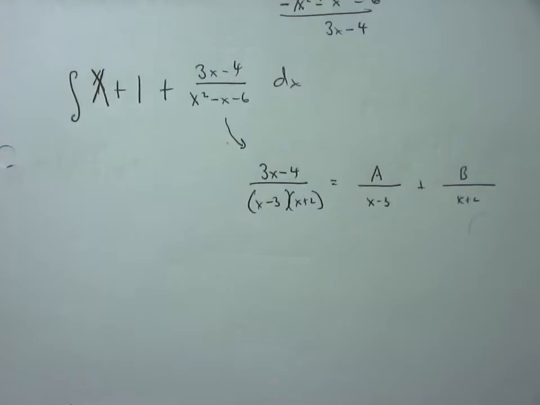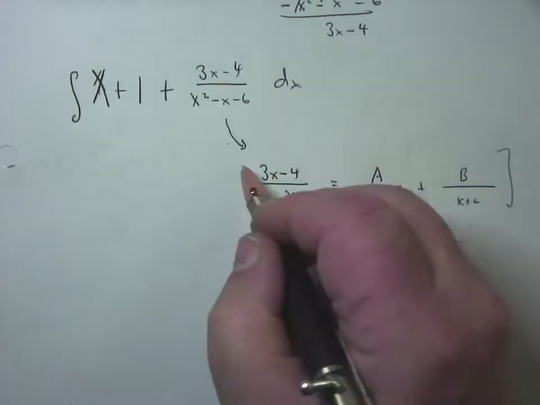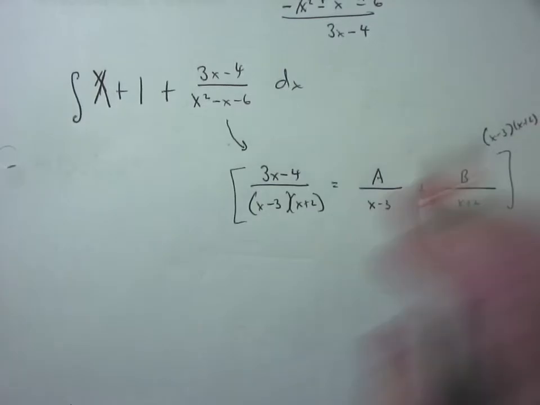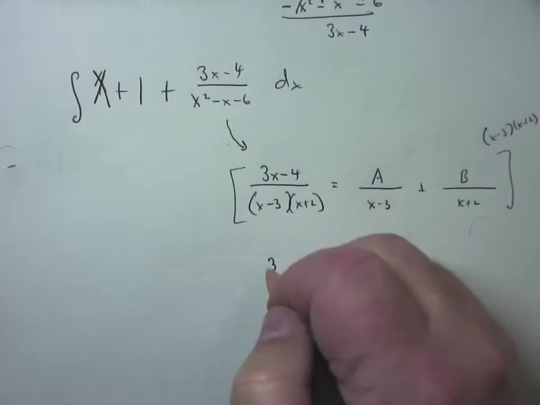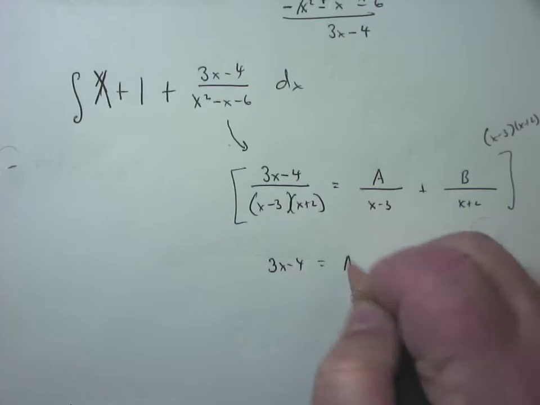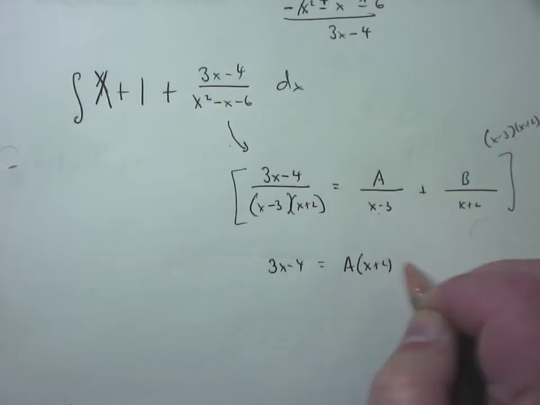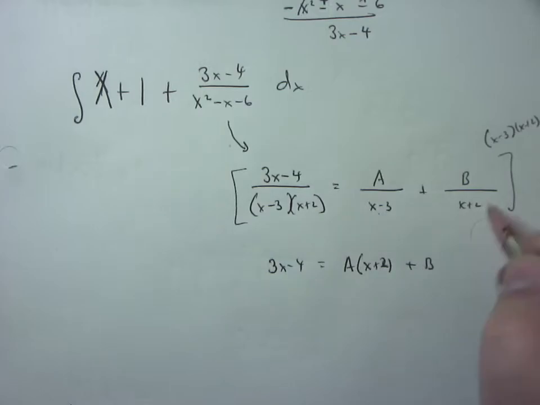I'm going to multiply my entire equation by my common denominator of x minus 3 times x plus 2, which will completely cancel here. I'm left with 3x minus 4 equals A. Here the x minus 3's cancel, so you're left with A times x plus 2, plus B. Here the x plus 2's cancel, so you're left with x minus 3.